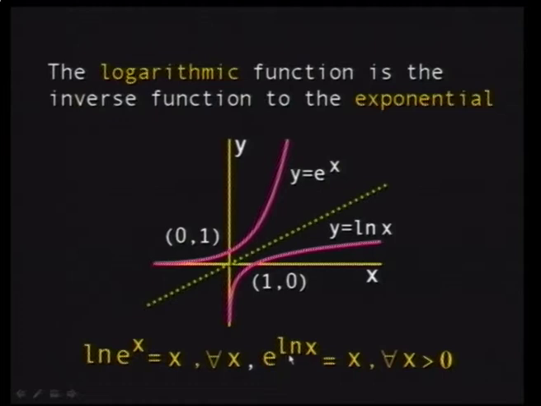Whereas here you have f of f minus 1 of x is equal to x for all x lying in the range of the original function, which is all values of x greater than 0. So f minus 1 of f of x is equal to x, and f of f minus 1 of y is equal to y, or f of f minus 1 of x is equal to x, for all values of x lying in the range of the function f, which is all values of x which are positive.